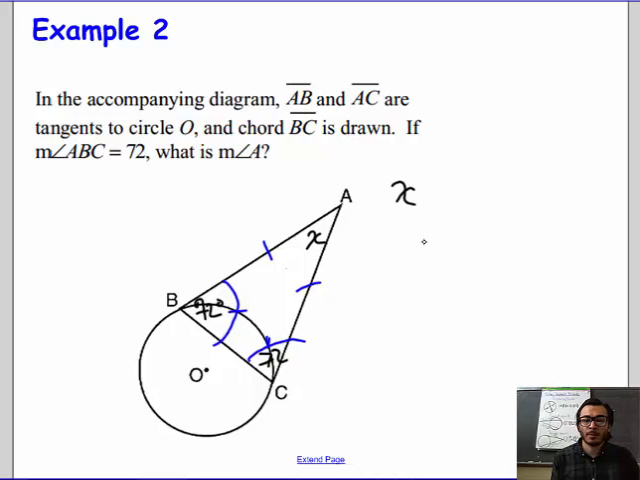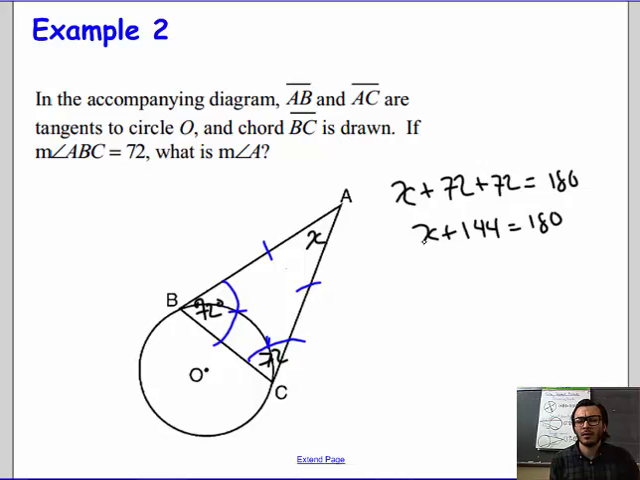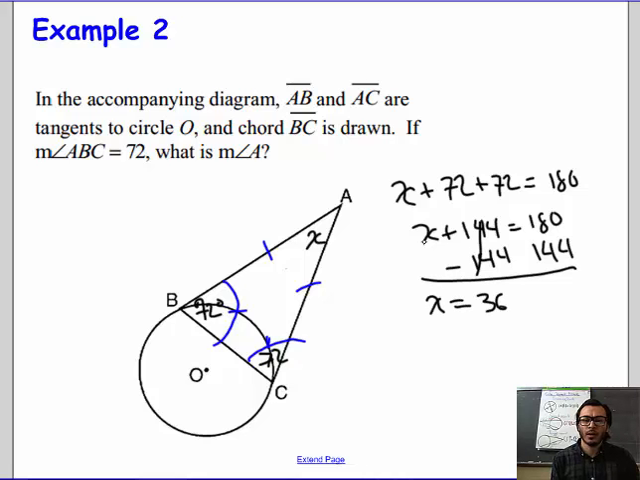So X plus 72 plus 72 equals 180. So that's going to be X plus 144 equals 180. Yep, subtract 144 from both sides, and we are going to get X equals 36. So that means angle A is equal to 36 degrees.